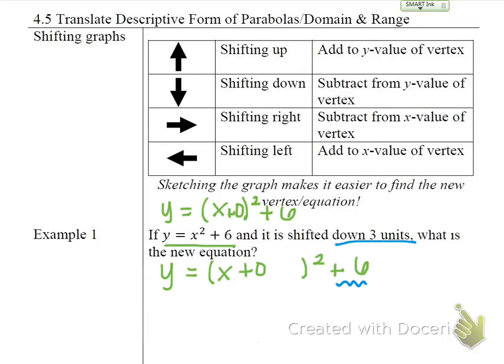So according to my chart, when I shift down, remember, y's behave the way we expect them to. So you're going to subtract from the y value. We're shifting down 3, so we're going to subtract 3 from y. And that's all we're doing is shifting down. So we have nothing else. So we're going to simplify, and that's going to be our new equation. y equals (x plus 0) squared is just going to give me x squared. 6 minus 3 is plus 3.